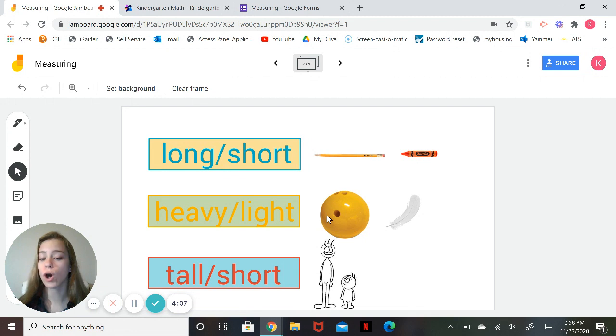And then we have tall and short. If you look at this little guy right here, he is tall. And then this one is short. So this guy is taller than this one, and this one is shorter than this one, okay? And that is a vertical measurement, whereas this one is a horizontal measurement, all right?